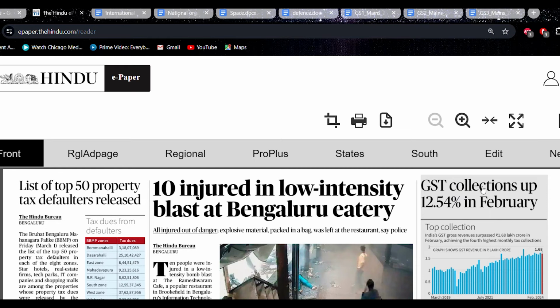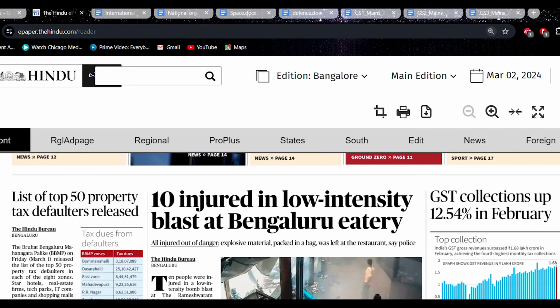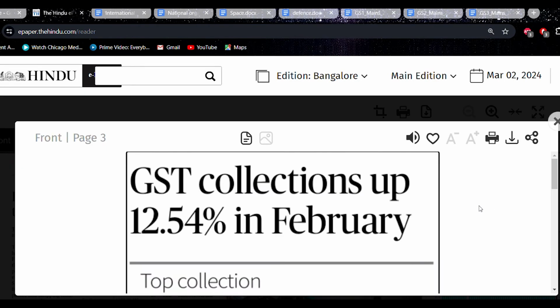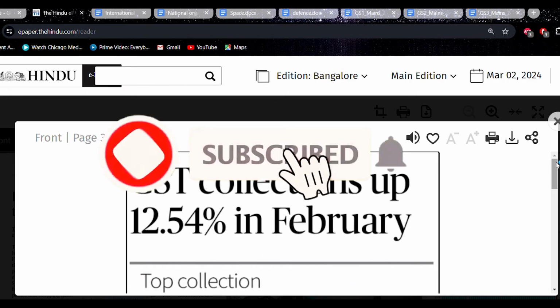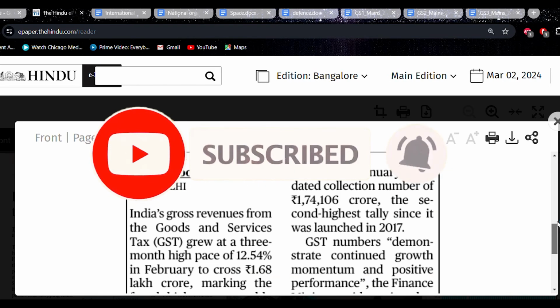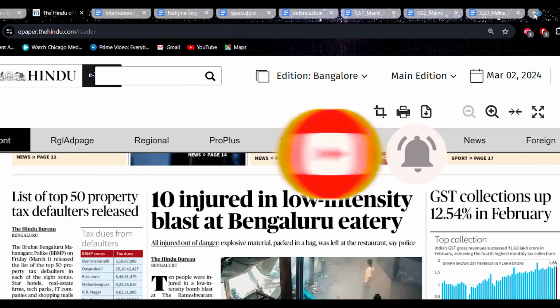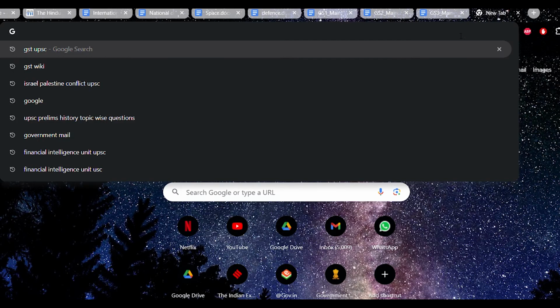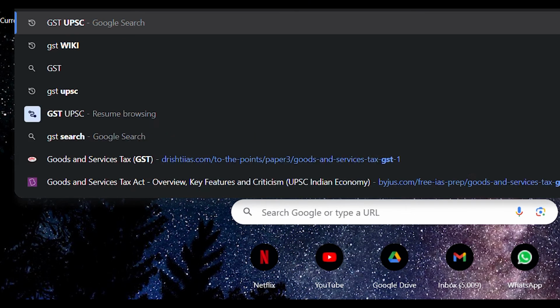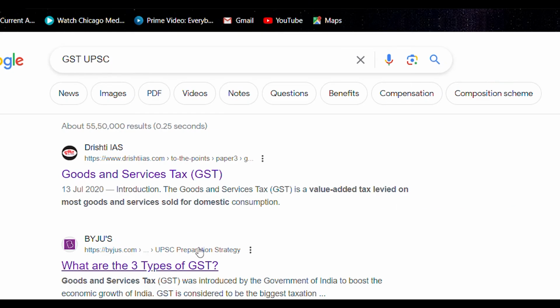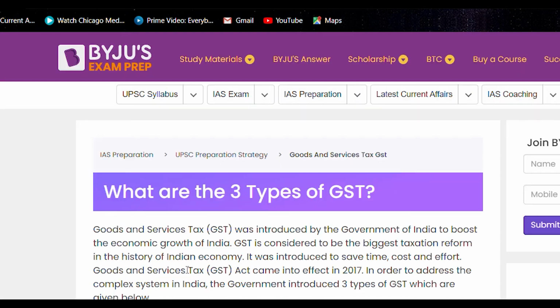Then the second piece of news is this: GST collections up by 12.54% in February. Okay, so just open this. First of all, you should know what GST is. You should know all the articles associated with it, which amendment created it, which taxes are subsumed by GST, which are not, etc. So if this is just your beginning, then just Google it, GST and UPSC. Whatever two documents you get, you can just open them and read about it.